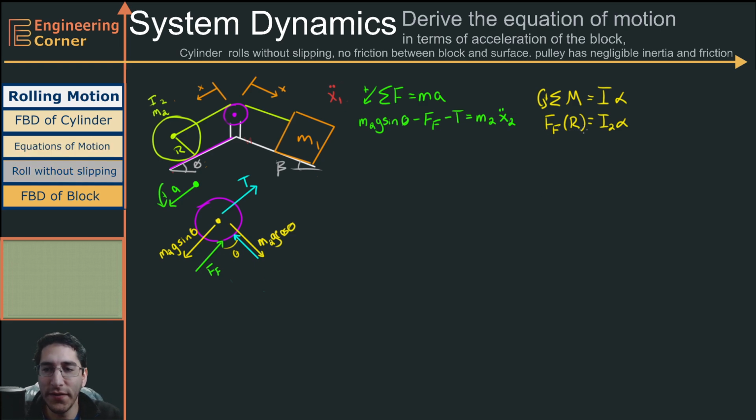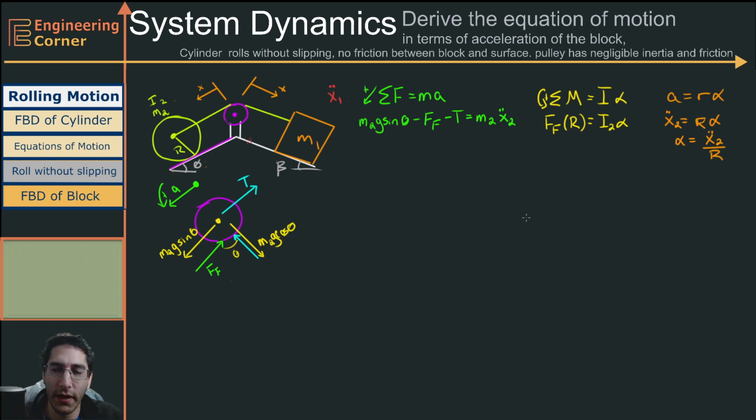Now, we have a lot of unknowns, but because we have an assumption that we roll without slipping, the equation that my acceleration is equal to r times alpha holds. So this means, in our case, that x2 double dot is equal to r times alpha, and alpha is going to be x2 double dot, my acceleration of 2, over r.